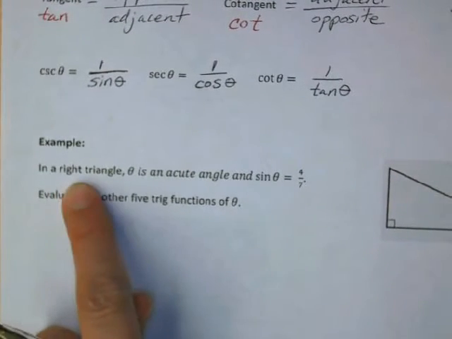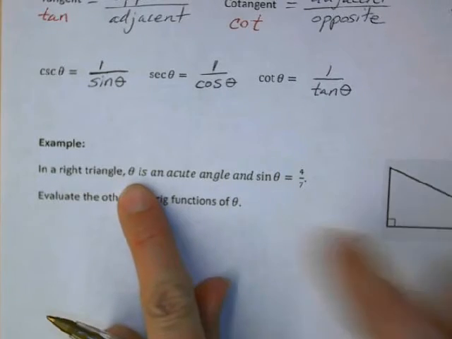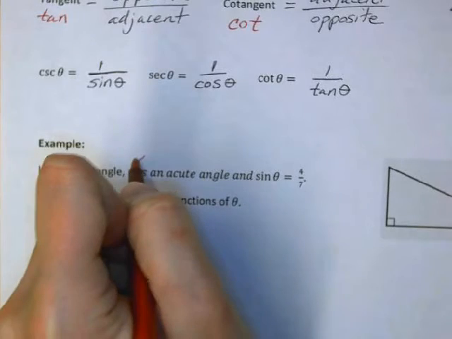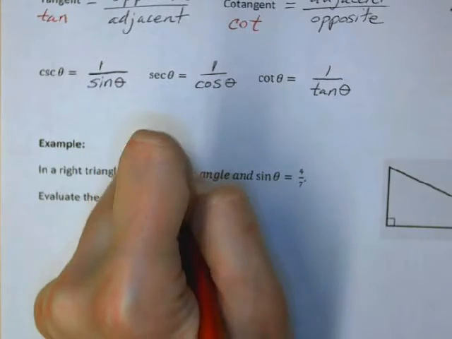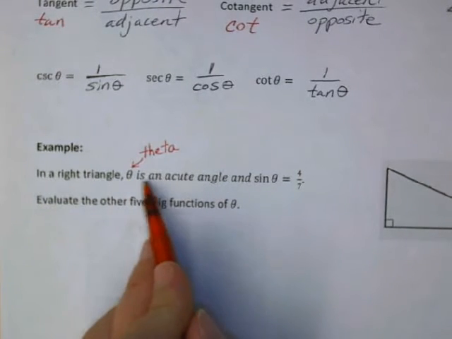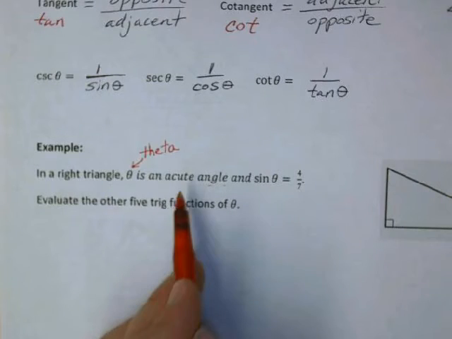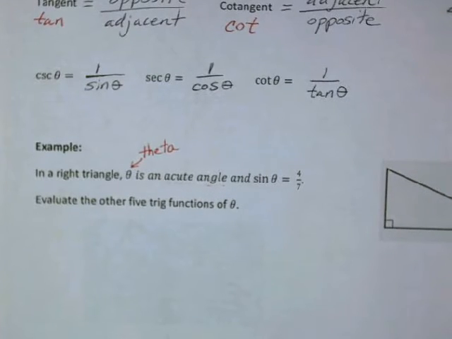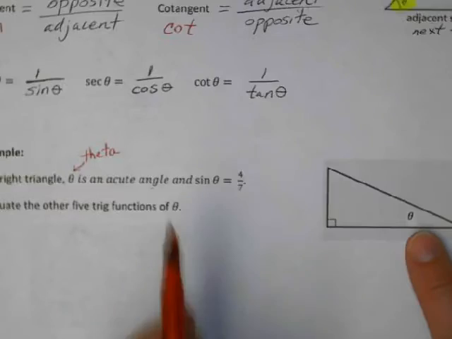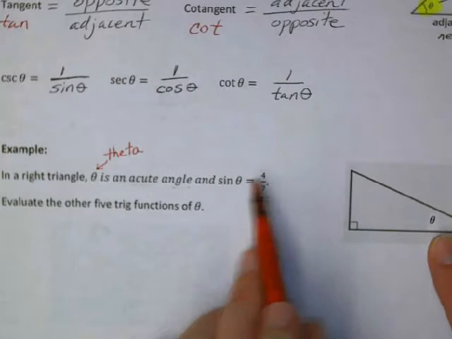In a right triangle, this theta symbol, that thing is called theta, T-H-E-T-A. It's just a missing angle. In a right triangle, theta is an acute angle. Do you remember what acute means? Less than 90. Yes, it's some angle less than 90 degrees. And then it says sine of theta is 4 over 7.